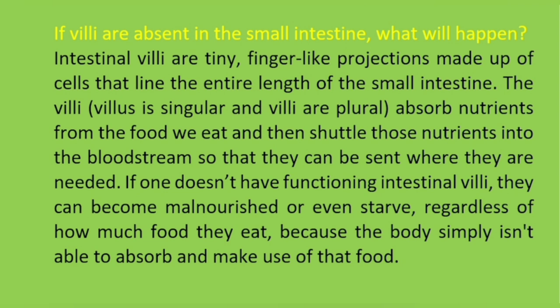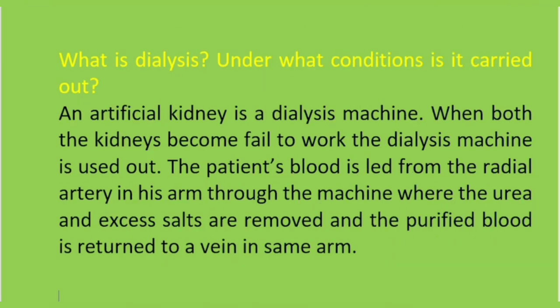Intestinal villi are tiny finger-like projections made up of cells that line the entire length of the small intestine. The villi, or villus in the singular and villi in the plural, absorb nutrients from the food we eat and then shuttle those nutrients into the bloodstream so that they can be sent where they are needed. If one doesn't have functioning intestinal villi, they can become malnourished or even starve, regardless of how much food they eat, because the body simply isn't able to absorb and make use of that food.